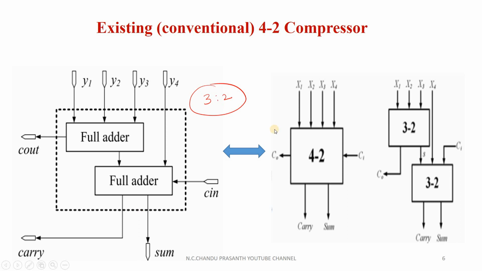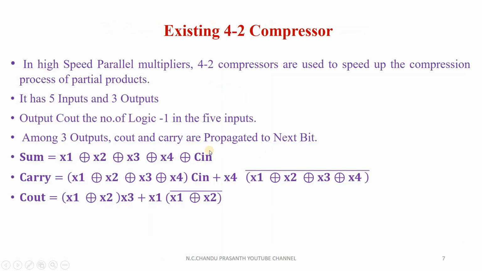The disadvantages of this existing 4-2 compressor are more power dissipation, and if you observe the equations, the sum equation is x1 XOR x2 XOR x3 XOR x4 XOR cin. The sum equation, carry equation and cout are the output equations. If you observe the output equations, conventional compressors are XOR circuits, and partial product reduction is a critical multiplier block. So it is made of XOR circuits.